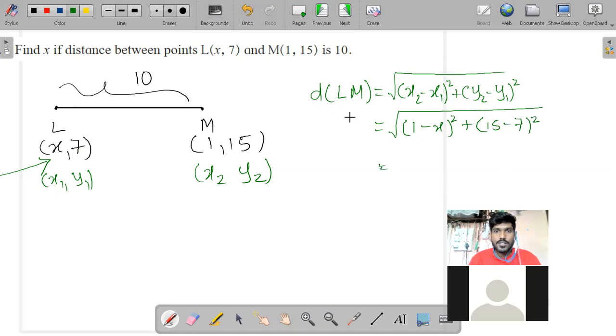Now distance LM is given, so you substitute that as 10. So this is 10, and this will be (1 minus x) the whole square plus, how much is 15 minus 7? Yes, 8. So this will be 8 square.